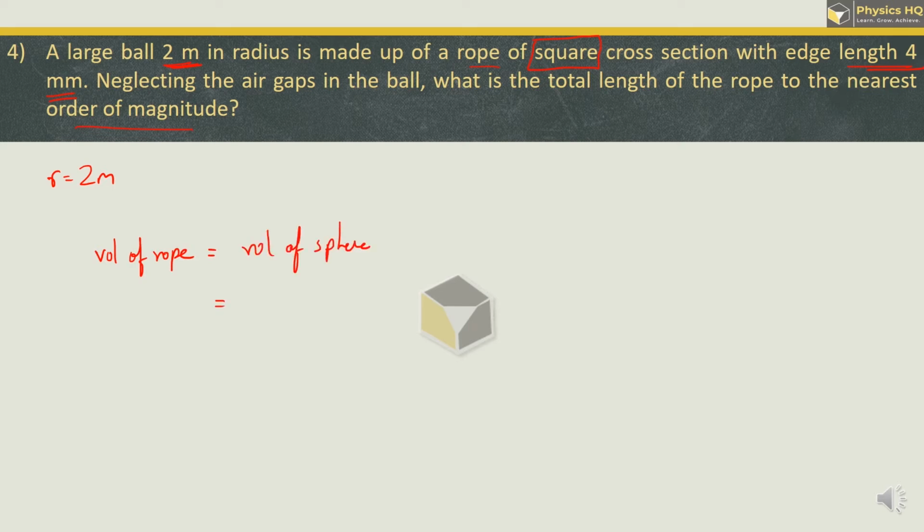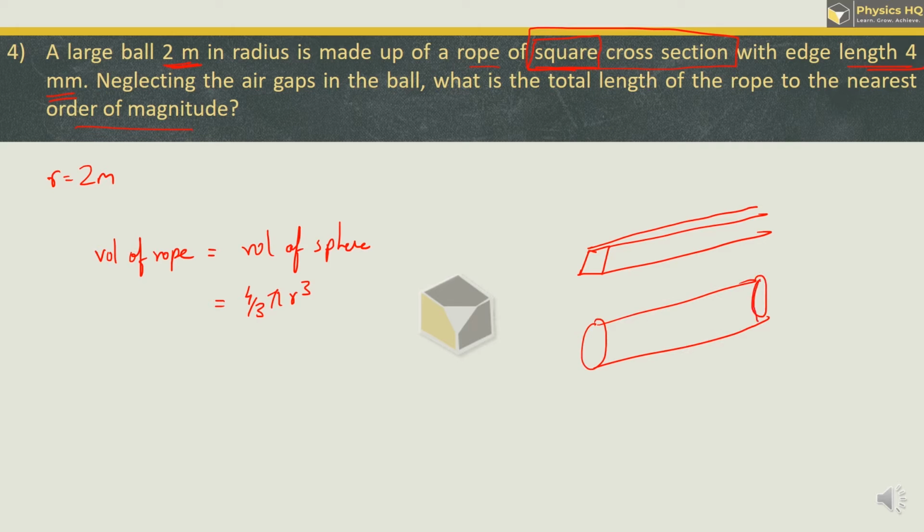Now volume of sphere is given by the formula 4 by 3 pi r cube. Now let us talk about the volume of rope. So over here they have given that the rope is having a square cross section somewhat like this, and this is how the rope is. Okay. So how do you find the volume of this? So imagine this of the form of a cylinder. How do you find volume of a cylinder? Volume of cylinder is given by pi r square into L or H. Okay? Pi r square is this cross section area and length or H is this part.